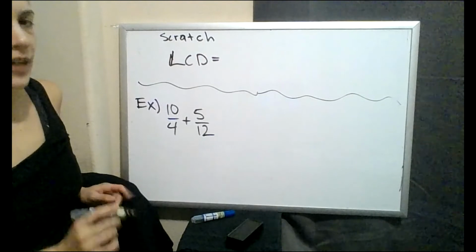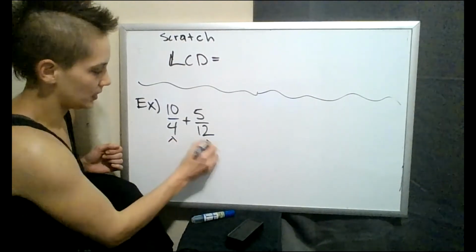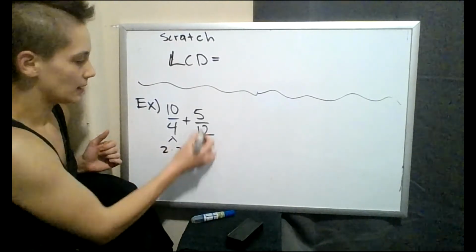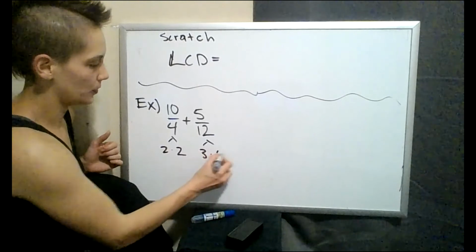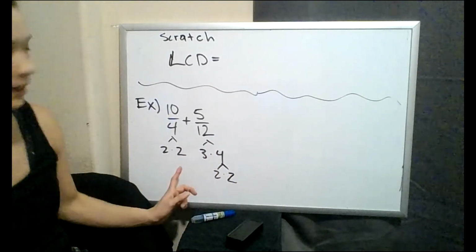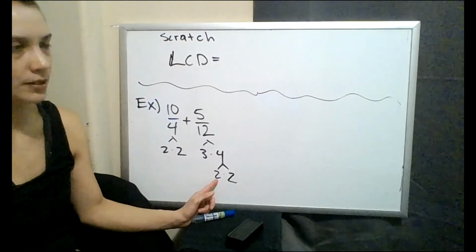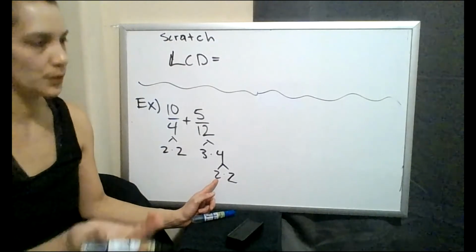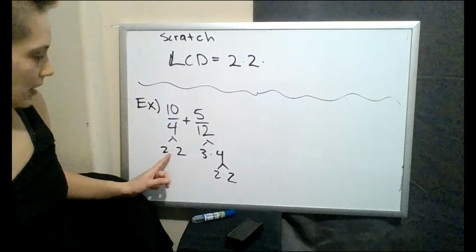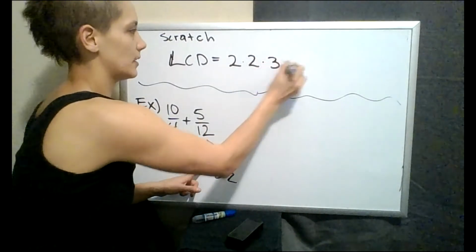Okay, so you factor every denominator. Well, there's only two to consider. This one, this one. 4 is 2 times 2. 12 will do 3 times 4, which is 2 times 2. One of the factors is 2. This side has 2 2's, that side has 2 2's. We're going to choose 2 2's. There's a factor of 3 over here, so we need that 3 in the LCD.